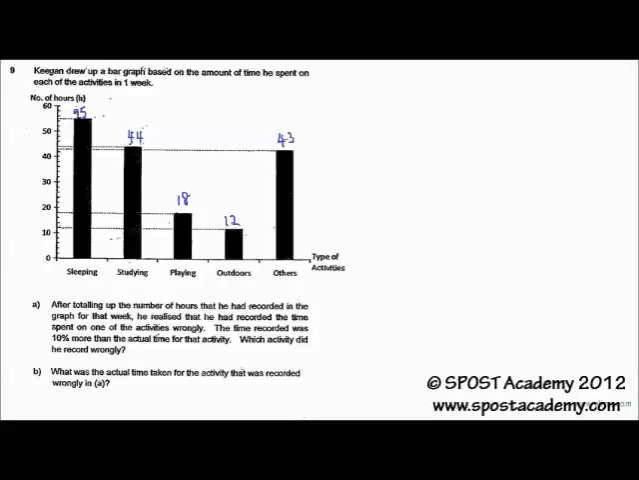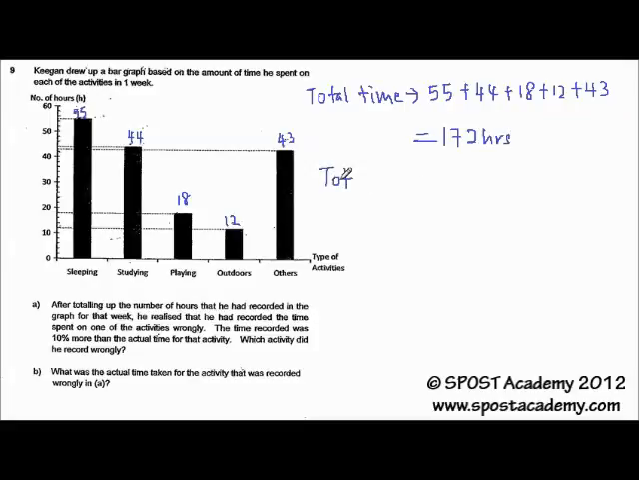So the first thing we'll do is to add up all the hours together. So total time would be 55 plus 44 plus 18 plus 12 plus 43. And I will get 172 hours. Now, the total time in a week is actually 24 hours a day times 7 days in a week. I will get 168 hours.